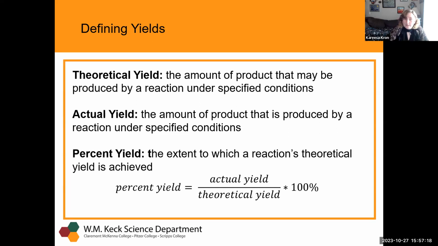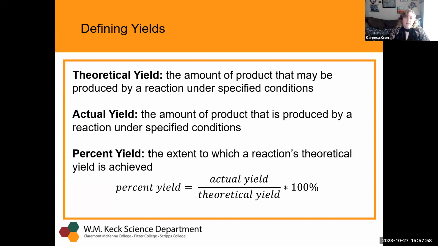Our actual yield is what we actually produce. And so this is the amount of product produced by a reaction under specified conditions, even if we think we should have been able to produce more. And the reason why theoretical yield and actual yields can be different can really depend on the context we're talking about. Sometimes we have a reaction that maybe isn't converting to the product all the way, or maybe we're losing some product along the way because of the way that we run our reaction. So in the alum lab, we had some issues with solubility.